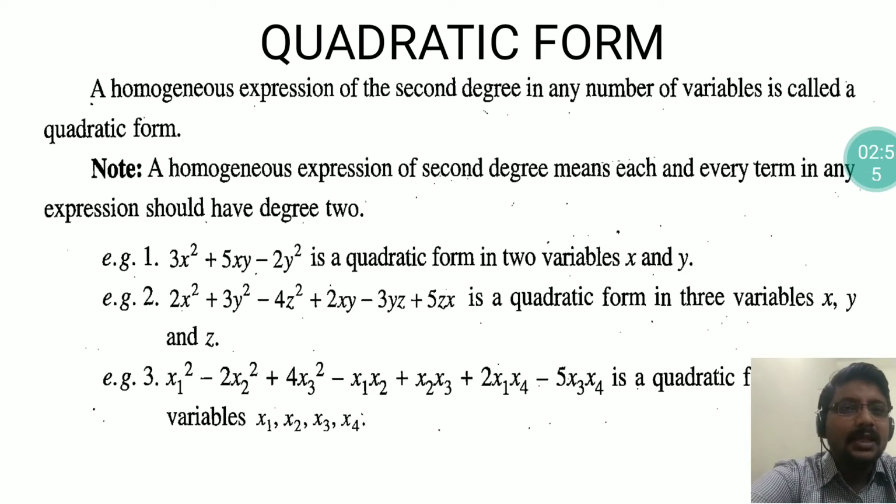So the definition: a homogeneous expression of the second degree in any number of variables is called a quadratic form. Two variables can be used, or three variables, or four variables, or five variables, or n variables can be used, but each and every term must have degree 2, then only it is called a quadratic form.